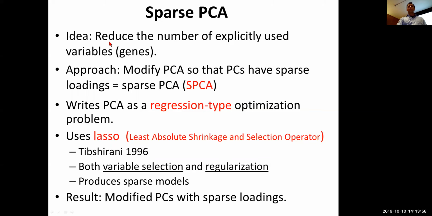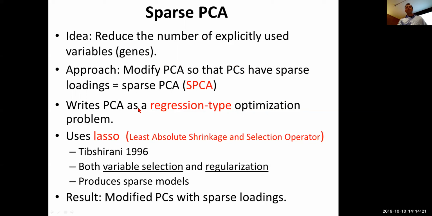So the idea of sparse PCA is to reduce the number of explicitly used variables, in our case, genes. So we're going to modify principal component analysis so that the principal components have sparse loadings. Instead of every principal component being defined on the full set of 20,000 genes, I'm going to define it on a reduced set of genes by throwing away genes I might not care about.